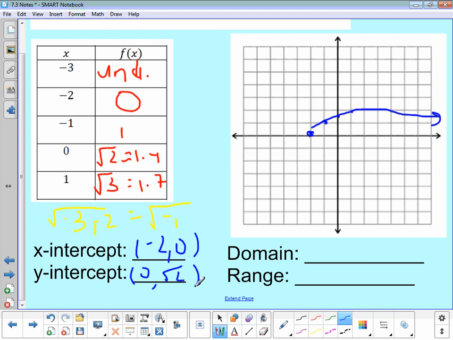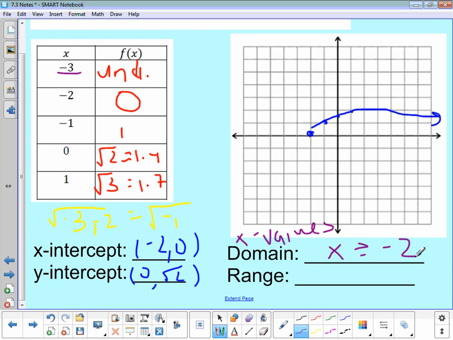And then domain and range. This one is a little bit trickier for us. When we look at the domain, we're looking at all of the x values. If you don't remember what that looks like, that's the x values of the graph. My lowest x value that I can have is -2, because when we had -3, it was an undefined value. So all of my x values have to be greater than or equal to -2. That's going to be my domain.